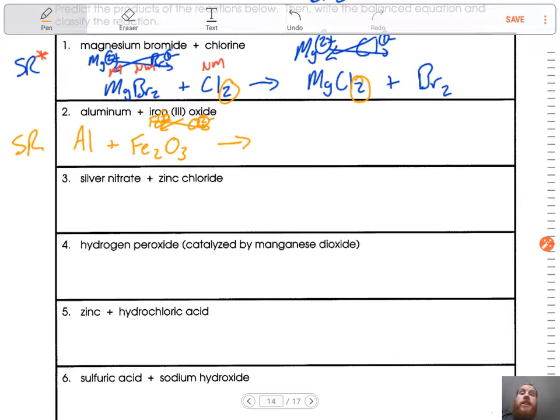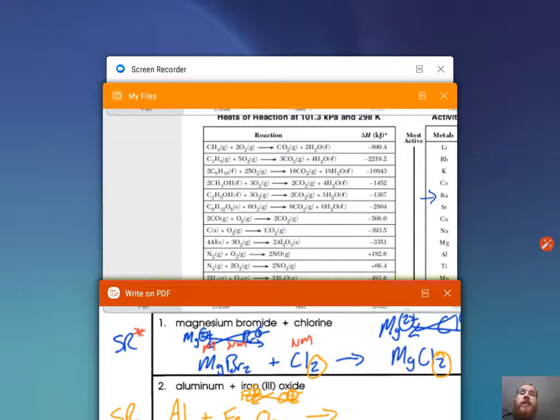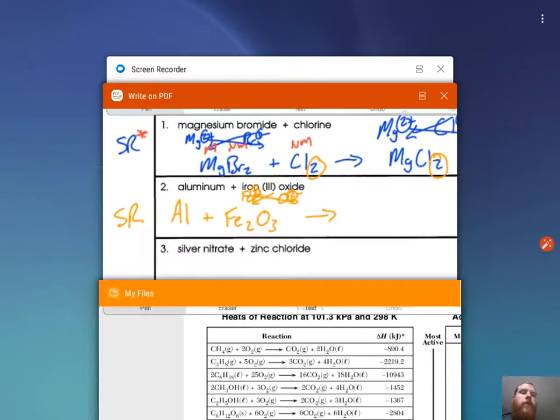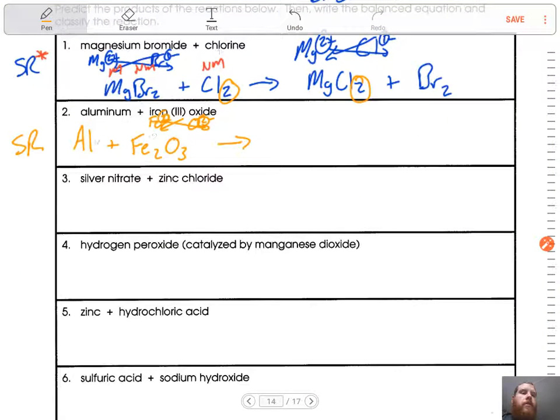If it's single replacement, we've got to jump over here and look at our activity series. Okay, so I'm looking for aluminum and I'm looking for iron. Will aluminum kick out iron? Absolutely, because it's higher up on the list. So that means this reaction will take place. So now aluminum is going to come in and kick out iron. So we're going to get iron by itself plus our new compound.